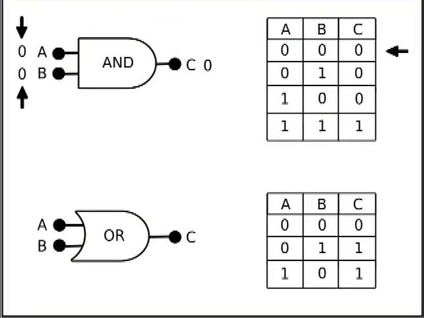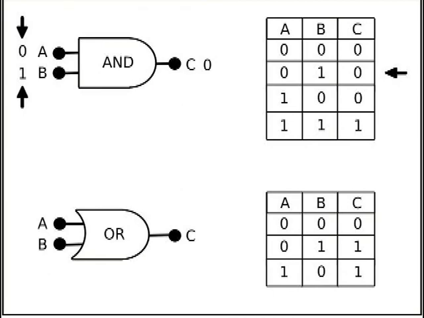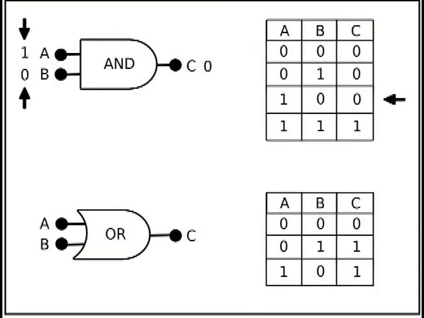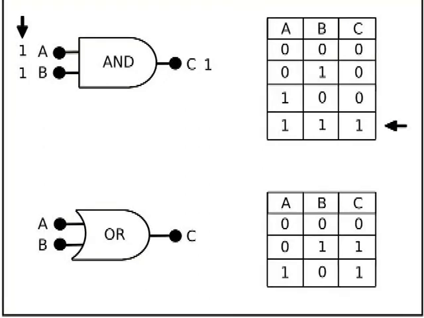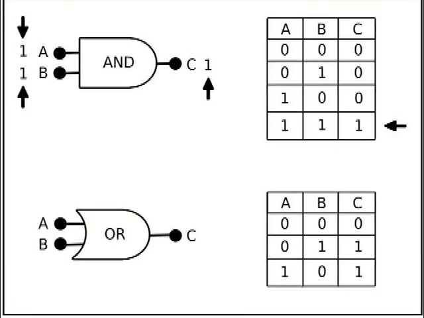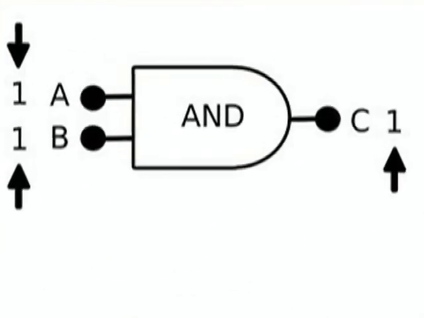If A and B are zeros, C will be a 0. If A is equal to 0 and B is equal to 1, C will be a 0. If A is equal to 1 and B is equal to 0, C will be a 0. Finally, when A receives a 1 and B also receives a 1, C will be a 1. We see then that in order to get an output of 1 in an AND gate, both the A input and the B input must get a 1 each.